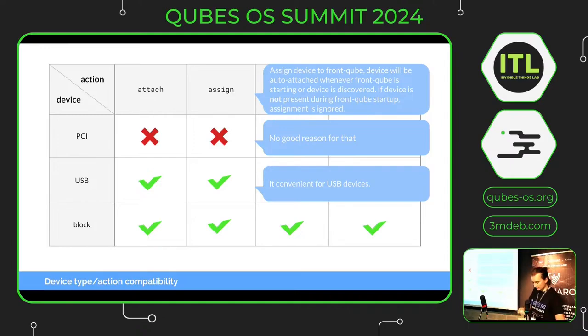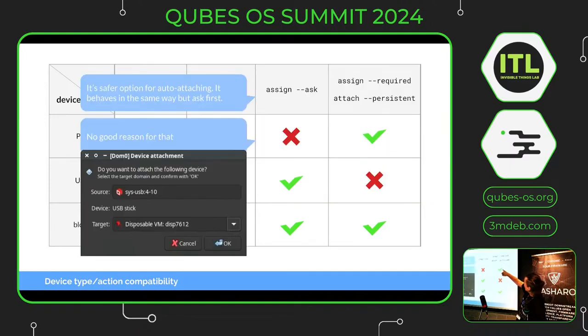So if I assign my USB stick or microphone or something to my front-end VM, every time I start this front-end VM, this device will be automatically attached. Or if this front-end is already running and I plug in the device, it also will be automatically attached, and if it's not there, there is no problem.